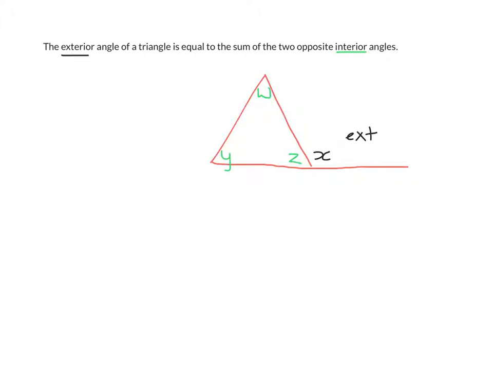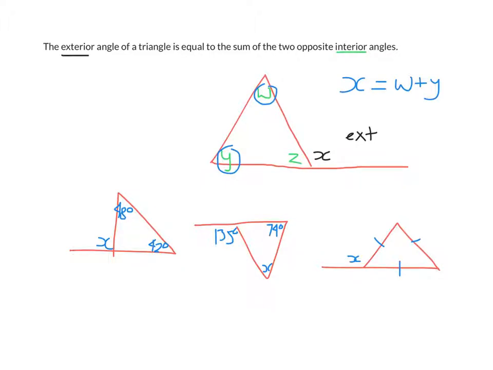So what this statement up there says is the exterior angle, which is x, is equal to the sum of the two opposites. Opposite means facing, interior angles. So W and Y are both interior angles because they're inside the triangle, and they're opposite x, they're facing x. So x is W plus Y. We can use this to find unknown values. So we're now going to find the value of x in each of these diagrams below.